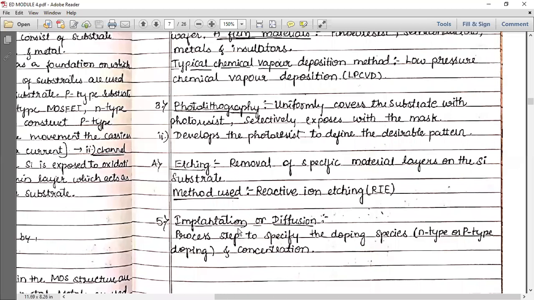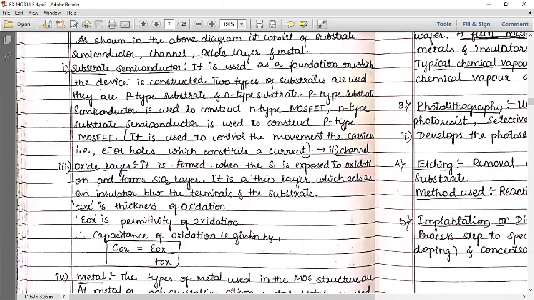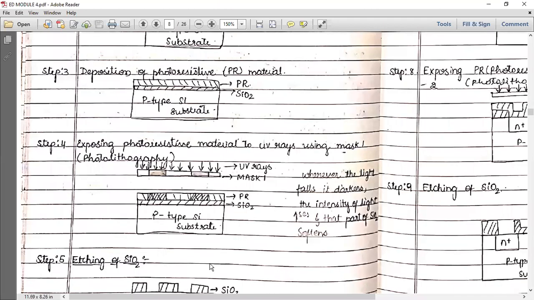Here we discussed two types: N-type MOSFET fabrication and P-type MOSFET fabrication. I explained thoroughly how this fabrication is done and how the MOSFET is manufactured. I hope you remember this. The same thing will be covered in the MOSFET fabrication also.